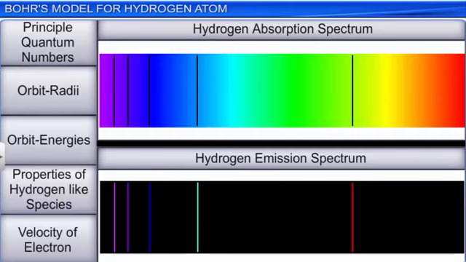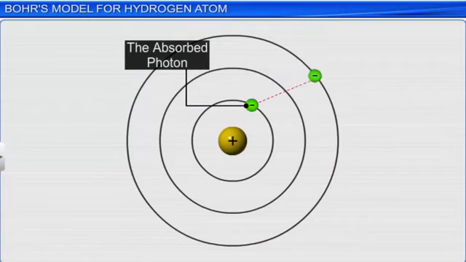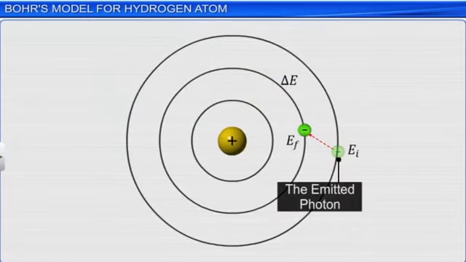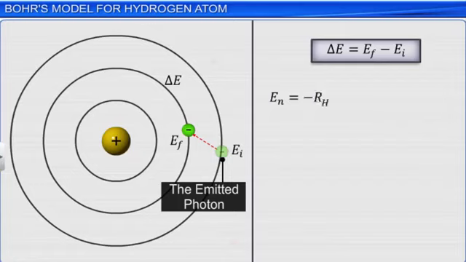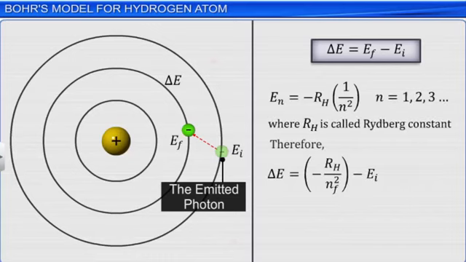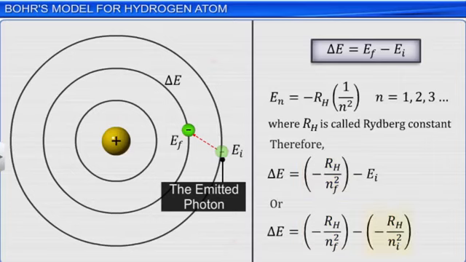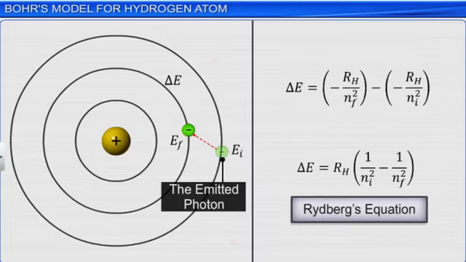Let's see how. According to the second postulate of Bohr's model, the energy gap between the two orbits is given by the equation delta E equals E final minus E initial. Since the energy of a stationary state is given by the equation En equals minus Rydberg's constant multiplied by 1 divided by n square, we can substitute E final in the energy change equation by minus RH divided by n final square and E initial by minus RH divided by n initial square to get an equation similar to the expression used by Rydberg.